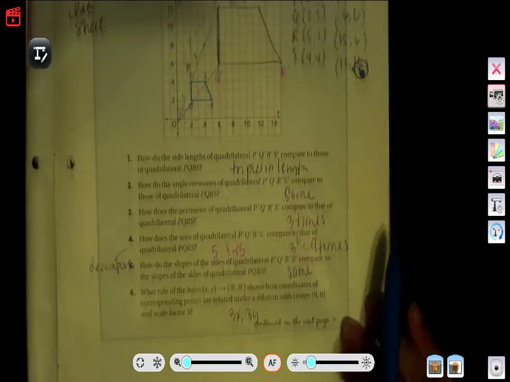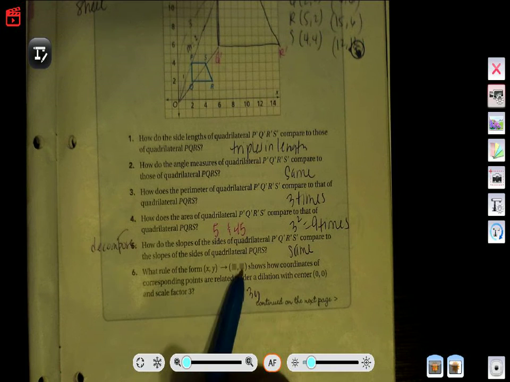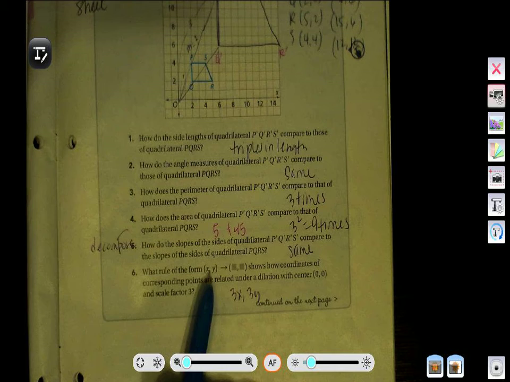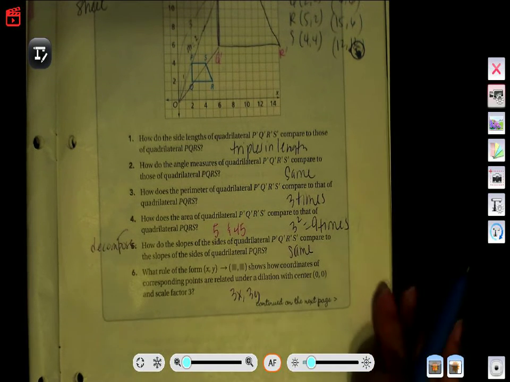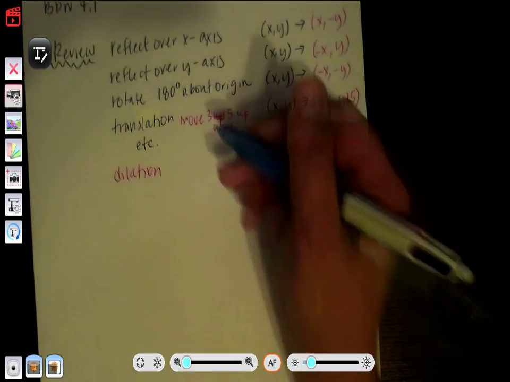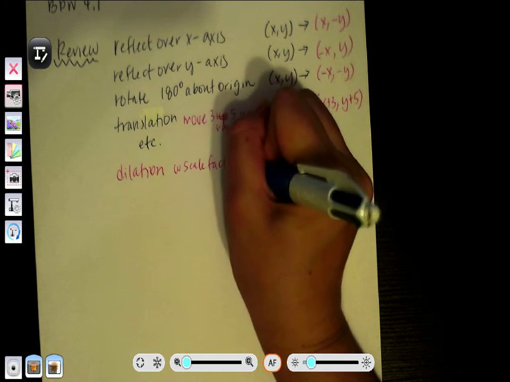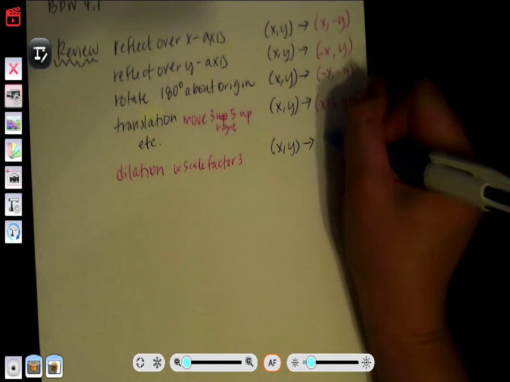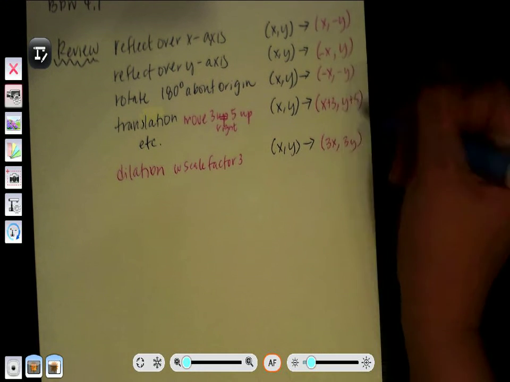Now, finally, writing the rule. I'm saying, well, what did I do to the original coordinate to make it into this dilated figure 3 times as big? What you did was you multiplied each of the x and the y by a scale factor of 3. So that becomes 3x, comma, 3y. In other words, I'm going to add that in here. If I'm doing dilation with scale factor of 3, the x, comma, y, the x value is going to be multiplied by 3, and the y value is also going to be multiplied by 3.